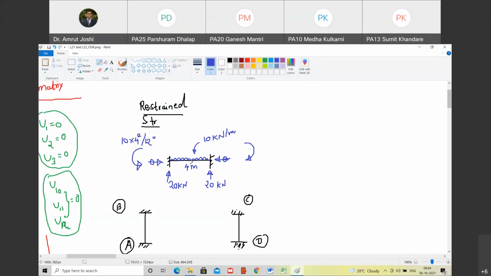Yes, sir. Fixed beam subjected to UDL of W. What is the moment reaction? WL square by 12. So what is the value of WL square by 12 here? Can you tell me? 4 square is 16. Yes, sir. 10 times 16 by 12 is 160 by 12, so 40 by 3. 40 by 3 is how much? 13.333. So this reaction is 13.333 kilonewton meter. Are you with me? Yes, sir. Happy? Yes, sir.